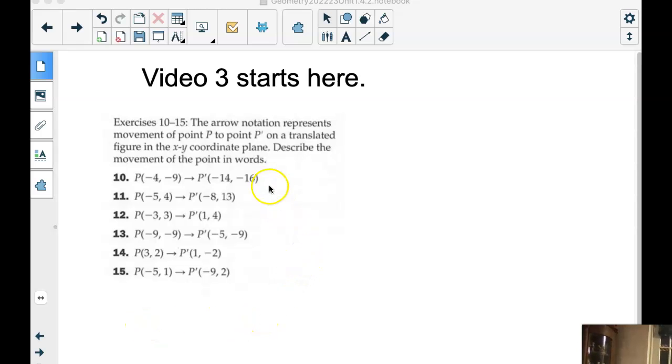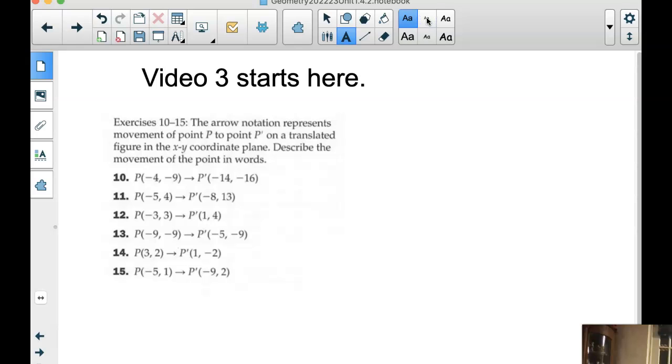Now, we're going to do some of these together, then you're going to do the rest on your own. Exercises 10 through 15. The arrow notation represents the movement of point P to point P prime on a translated figure in the XY coordinate plane. Describe the movement of the point in words. Basically what they're saying is, we started here, we ended up here, how'd we get there? Okay, so let's do that for number 10 together.